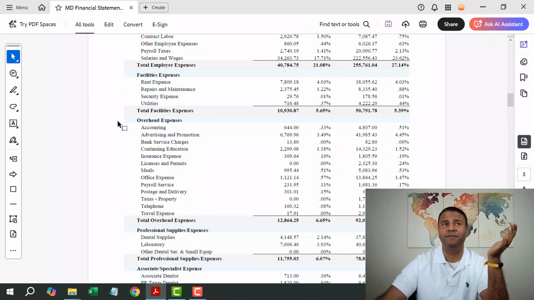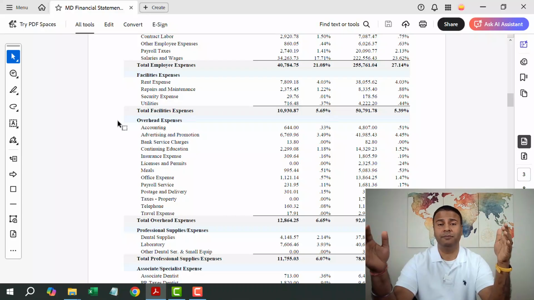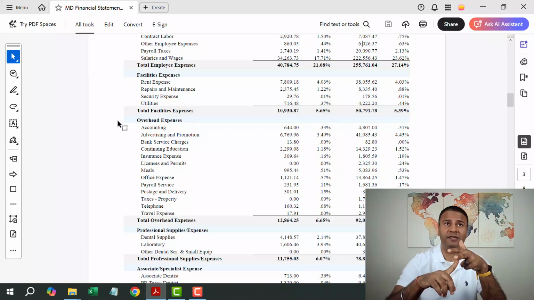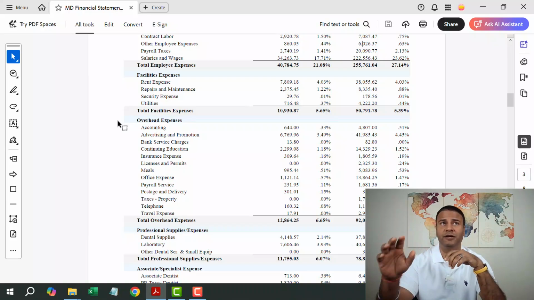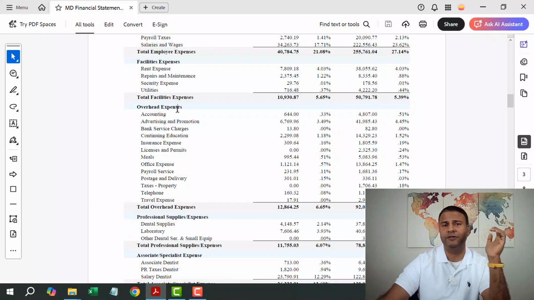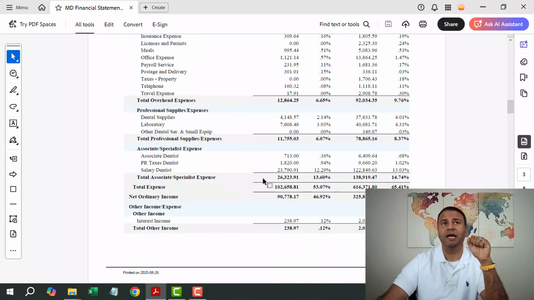Next group of expenses is the facilities expense. This has anything and everything related to the brick and mortar building, rent you're paying, any security expenses you're paying, any repairs and maintenance that you have, that will all go in here. The next group of expenses is overhead expenses. We're going to skip over that for a second and go to the professional supplies and expenses over here.